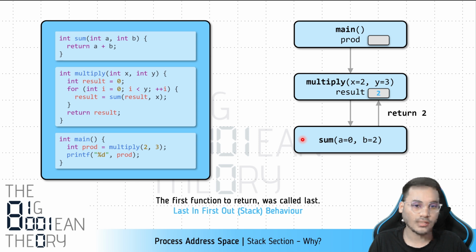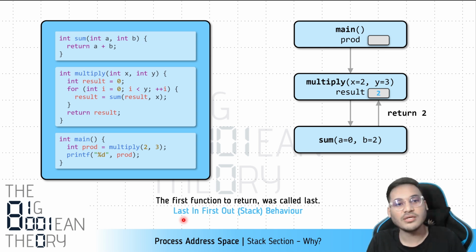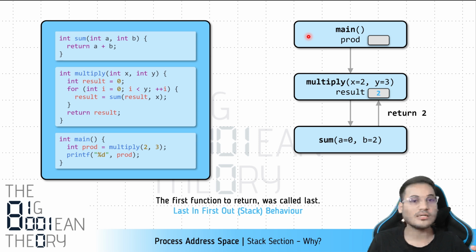It was called last in this sequence of function calls. Main was called first, multiply was second, and sum was last. But when it comes to returning, the first function to return is this last function, that is sum. So when your program is executing, the function calls display stack behavior, that is last in first out: whichever function is called last is returned first, and vice versa, whichever function is called first, that is the main function, will return last. So let us continue the execution of our program and continue to see this behavior.